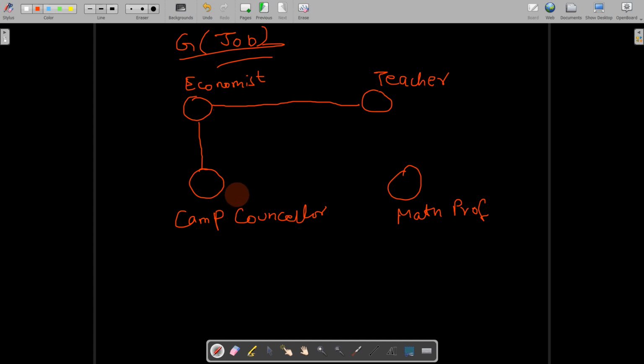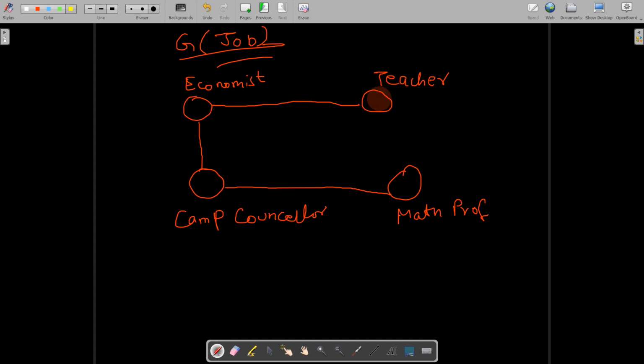Similarly, economist and camp counselor will have nothing in common to talk about. The camp counselor and math professor will have nothing in common to talk about because of their professions. So now, how many minimum weekend parties do we need to call these people based on this information, so that we call only those people who have something in common to talk about, or they don't have an edge? Okay, if they have an edge, they have to be called on separate weekends.